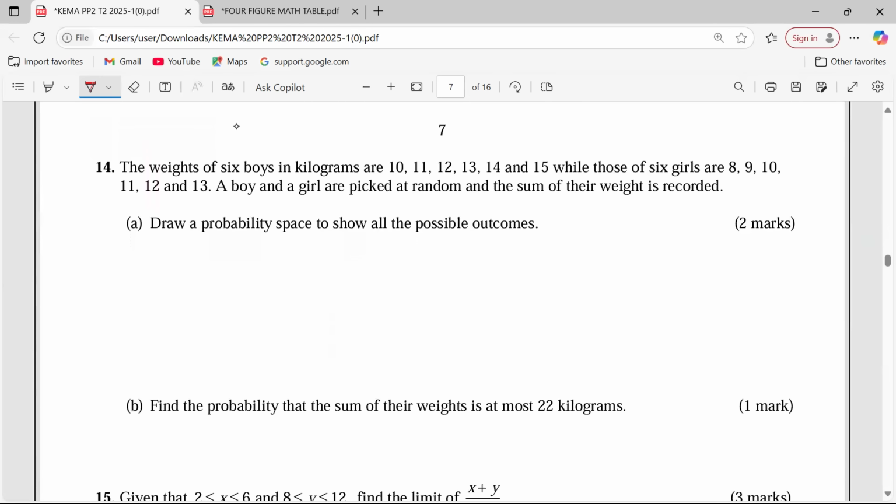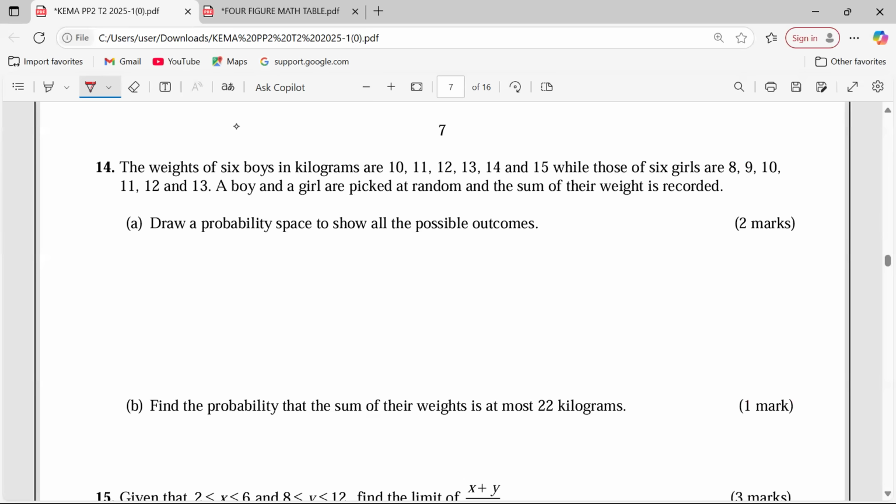Very interesting question again. In 14, we are told that the weights of 6 boys in kilograms are 10, 11, 12, 13, 14, and 15, while those of 6 girls are 8, 9, 10, 11, 12, and 13. A boy and a girl are picked at random, and the sum of their weight is recorded. Draw a probability space to show all the possible outcomes.